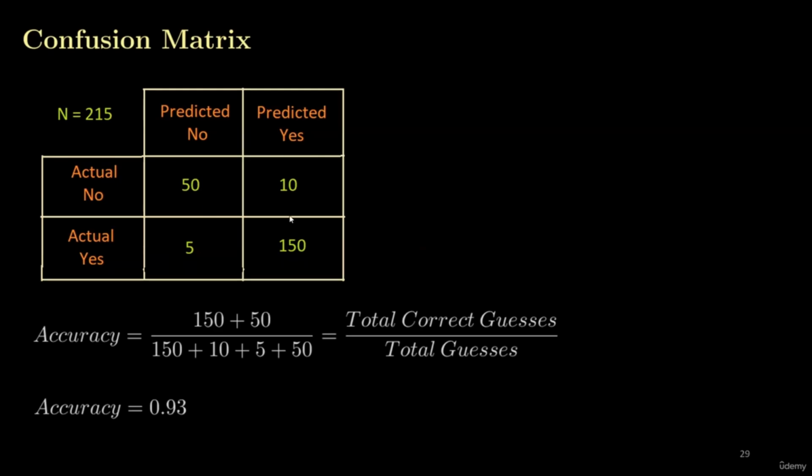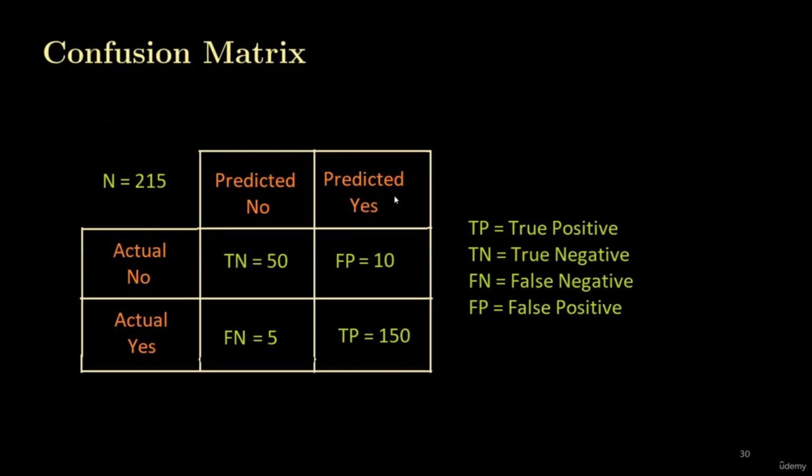Now every element in the confusion matrix has its name. So here are the names of these elements. This 50, this element of the confusion matrix, is called true negative. This is called false positive. This is called false negative. And this is our true positive. So these are the four names of the elements present in a confusion matrix.